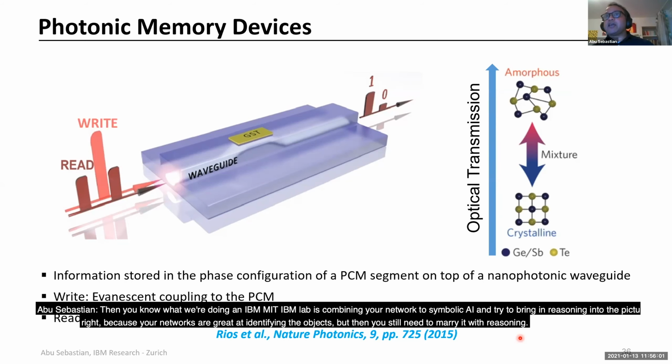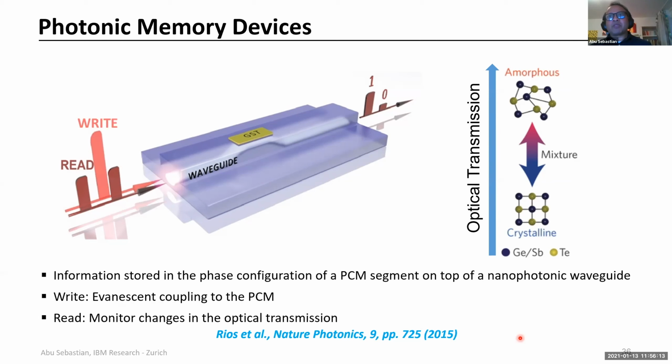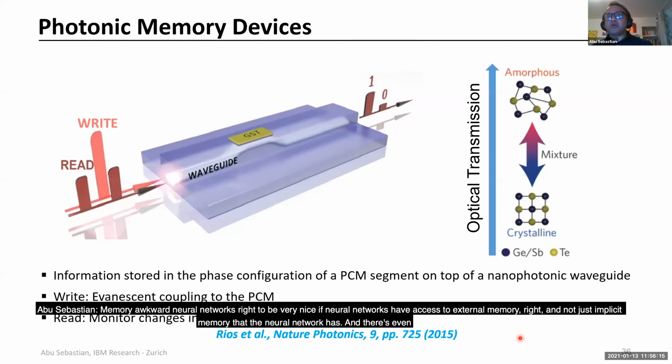Then, what we're doing in the MIT-IBM lab is combining neural networks with symbolic AI and trying to bring reasoning into the picture. Because neural networks are great at identifying objects, but then you still need to marry it with reasoning. Then there are memory augmented neural networks. It will be very nice if neural networks have access to external memory, and not just the implicit memory that the neural network has. And there's even evidence from the brain that there could potentially be some architectures like that we could conjure up in the brain.